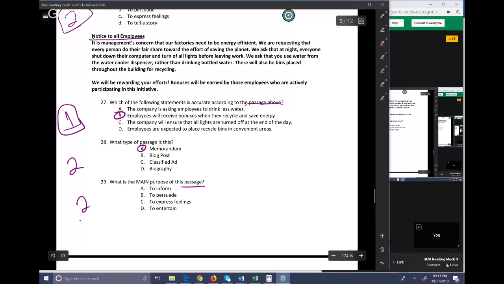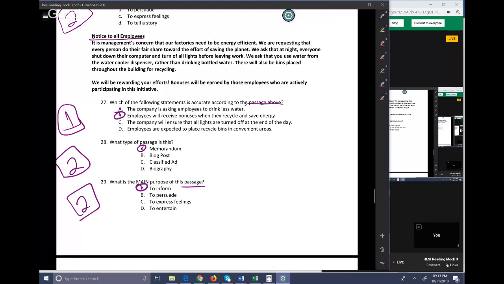29, what is the main purpose of this passage, is from reading 2. So types of passages and purposes of passages are from reading 2. The main purpose of this passage is to inform. If you thought maybe it was to persuade, you wouldn't be that crazy, because although they are informing you of what they want you to do, they're also definitely, in certain places, doing something to try to persuade you to do this, as opposed to just putting information out.